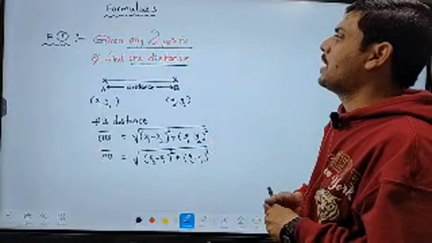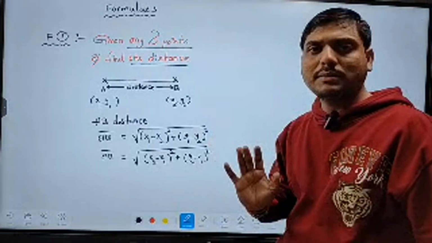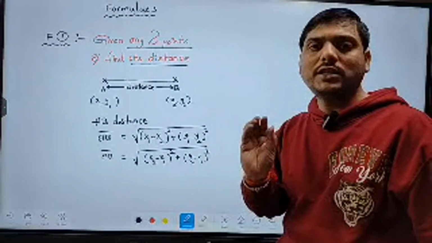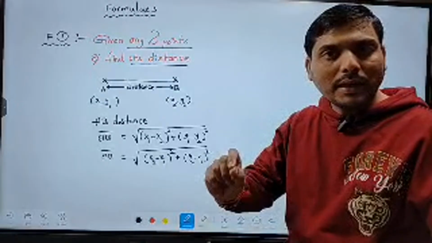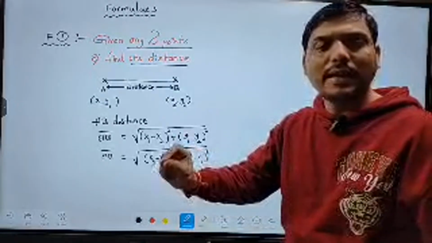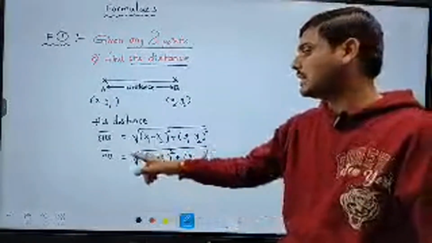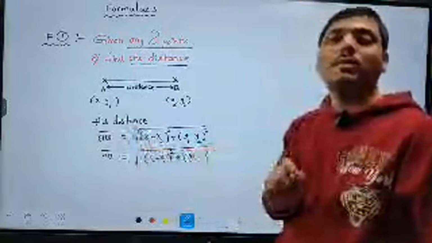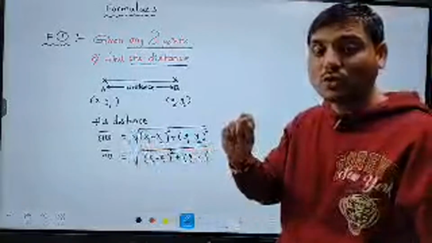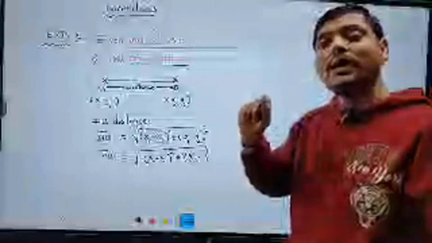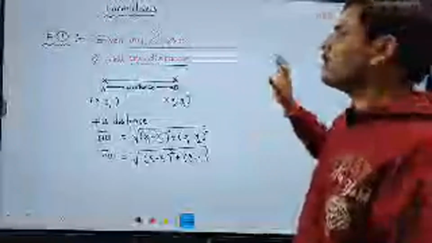Don't worry about it. First formula, tell me students. I explained the formulas of coordinate geometry. The first formula: given any 2 points capital A (x1, y1) and capital B (x2, y2), the distance AB equals the square root of (x1 minus x2) whole square plus (y1 minus y2) whole square, or the square root of (x2 minus x1) whole square plus (y2 minus y1) whole square. I'm going to the second formula.